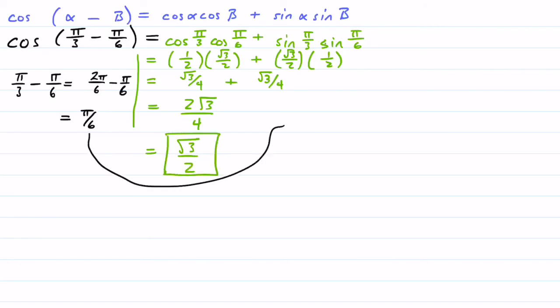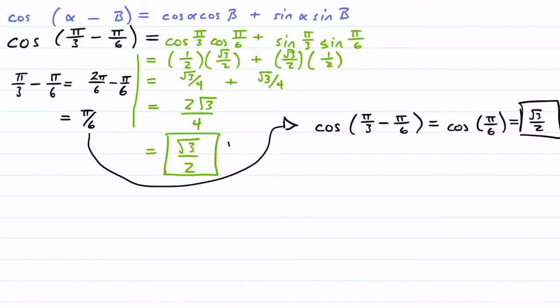Which, again, we already knew from the unit circle that the cos of pi over 6 is root 3 over 2, so the formula works. This isn't the point, right, of finding these things that are already on the unit circle. This example is just verifying. It's showing us that the formula does work.